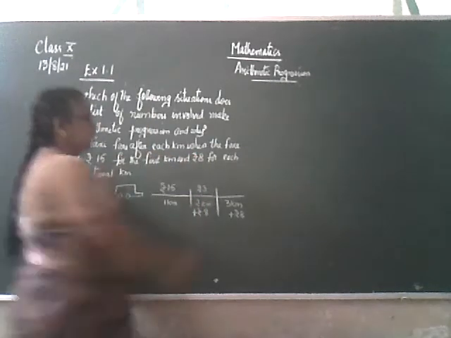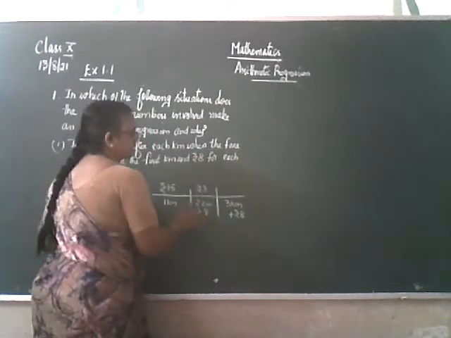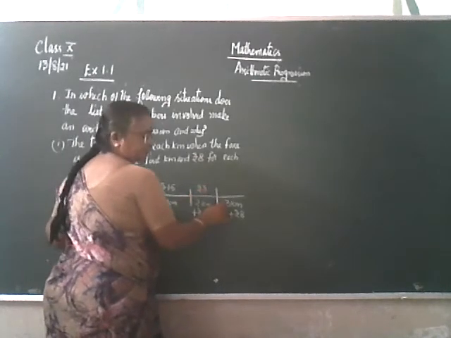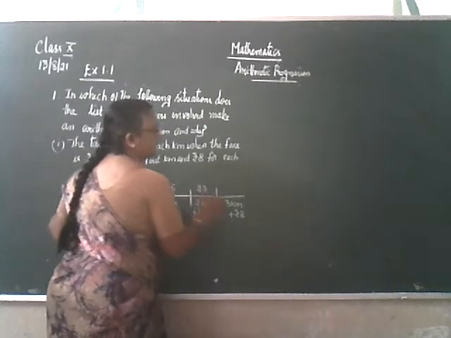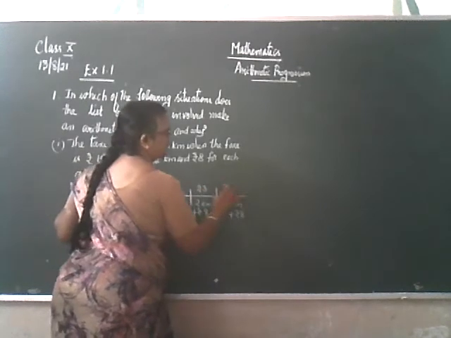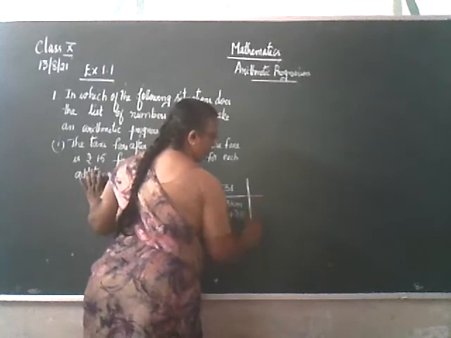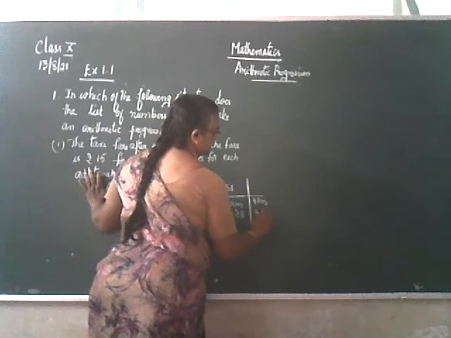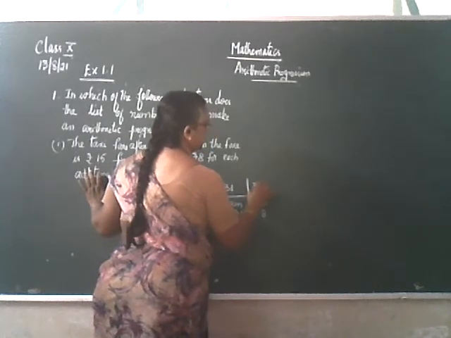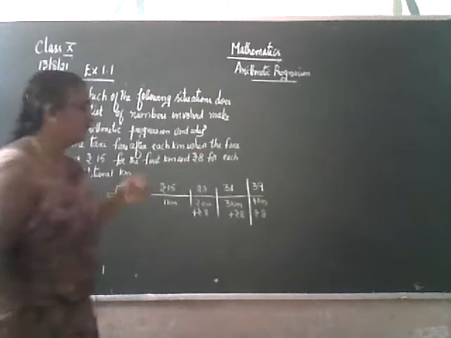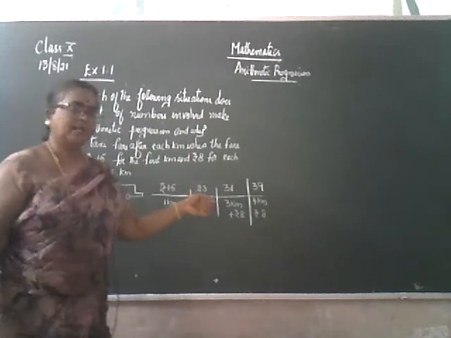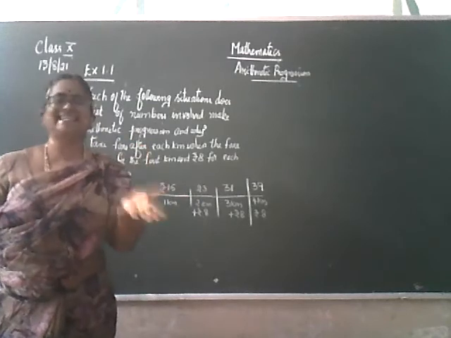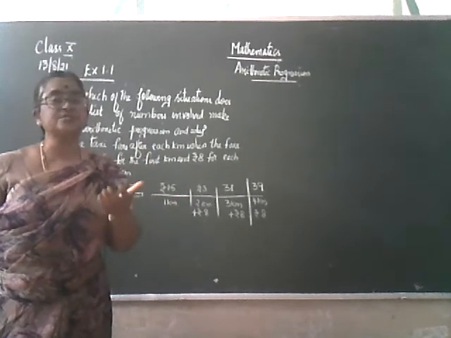So, for 2 kilometers rupees 8 is added: 15 plus 8 is 23. For 3 kilometers it should be added again: 23 plus 8, 31. Again the 4th kilometer, rupees 8: 31 plus 8, 39. So, you are adding 8 here. The difference is always 8, isn't it? So, the difference is always 8.